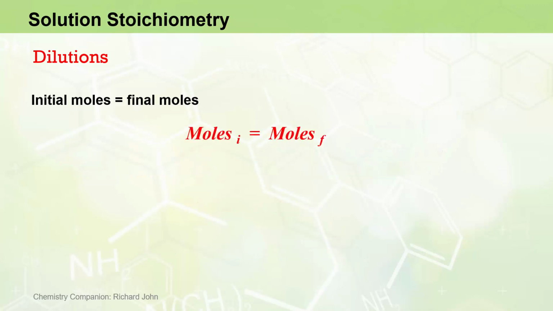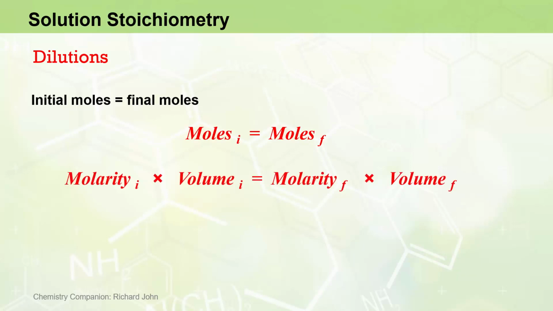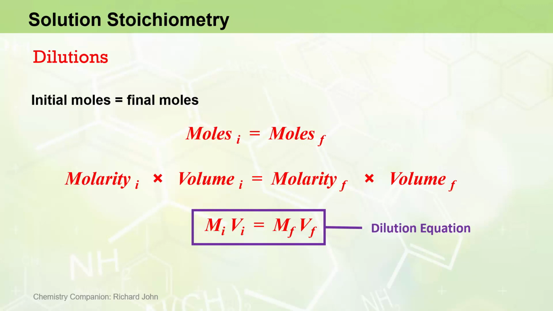And so we can take this equation here, moles initial before dilution equals moles final after dilution, and substitute in the molarity times volume term for each of these expressions. So the initial molarity times the initial volume will equal the final molarity times the final volume, or MIVI equals MFVF. And this is one form of the dilution equation. Sometimes you may also see it as C1V1 equals C2V2, where the C1 and the V1 refer to the concentration and volume of the initial solution before dilution, and the C2 and V2 refer to the final concentration and volume of the diluted solution after the solvent has been added.